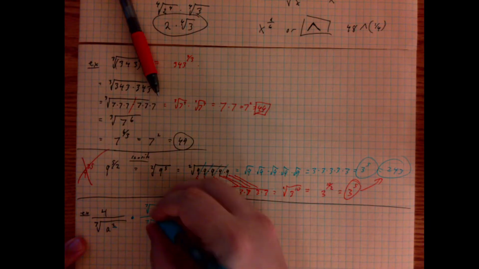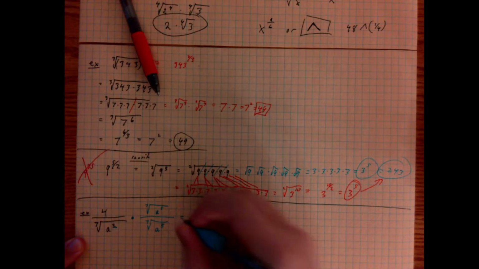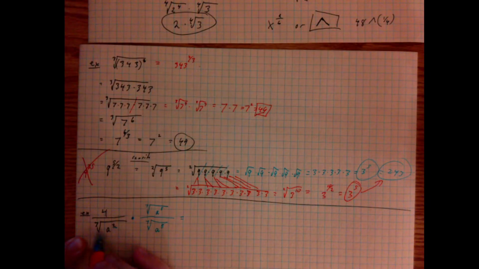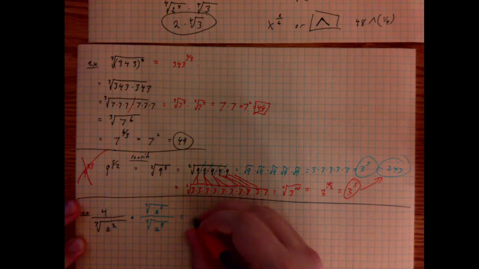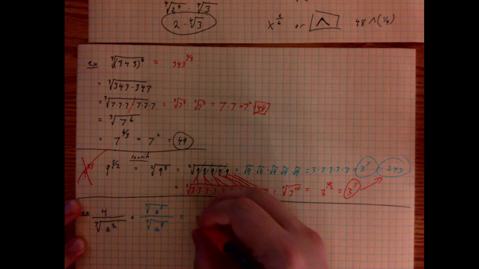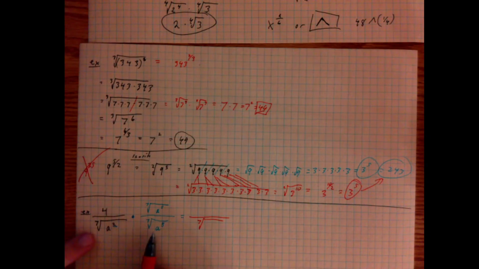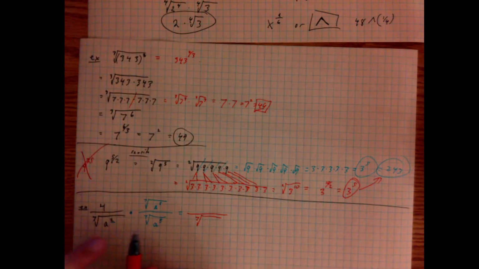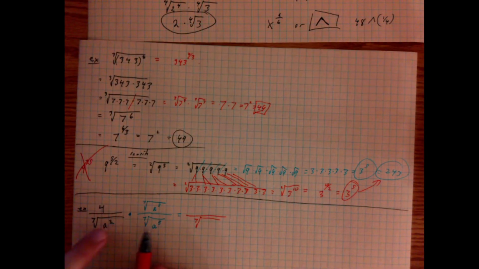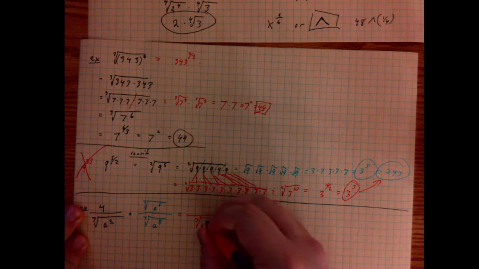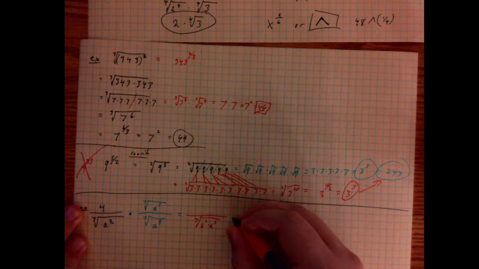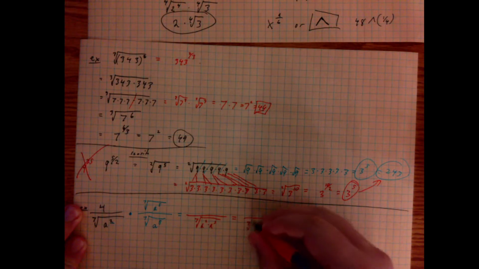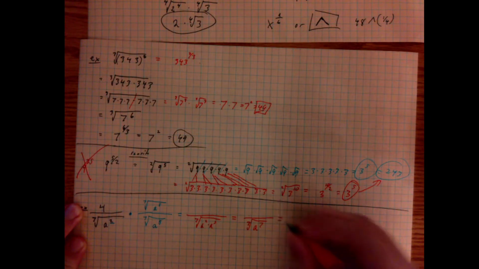Because when I multiply these two together, the 7th root of a squared times the 7th root of a to the 5th would become one 7th root. Because remember, when we have 2 radicals being multiplied, we just merge the 2 together as long as they have the same power. This becomes a squared times a to the 5th, which is, of course, the 7th root of a to the 7th. And the 7 and the 7 would cancel, leaving just a behind.